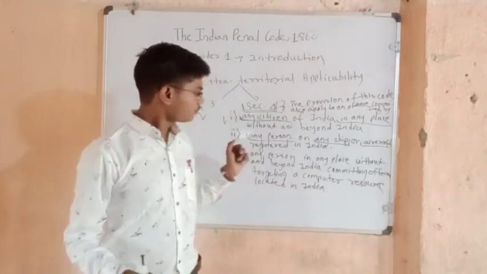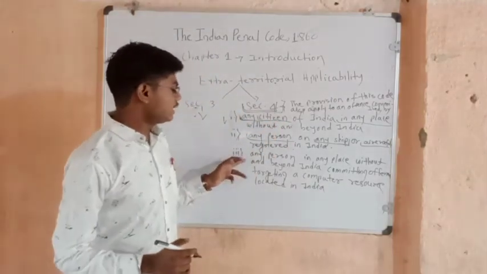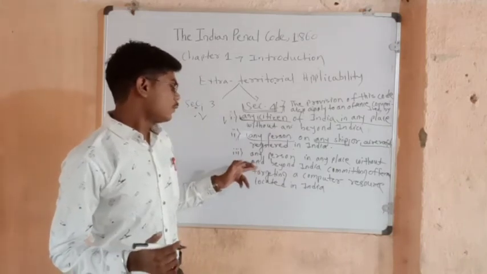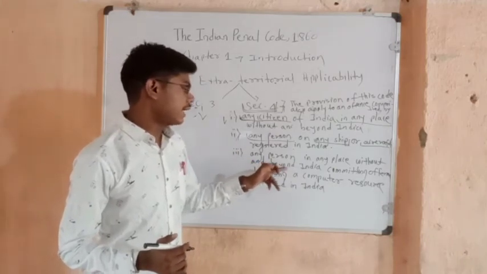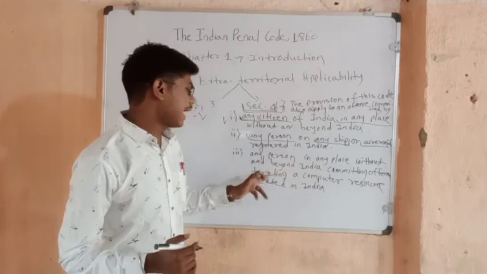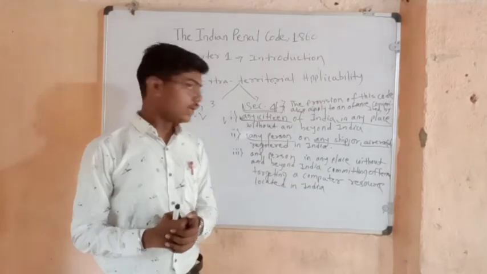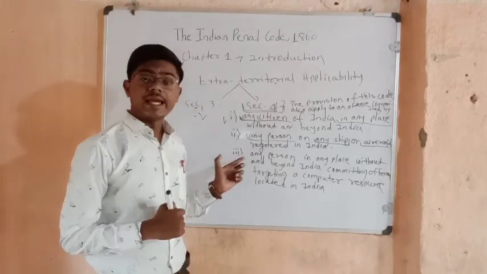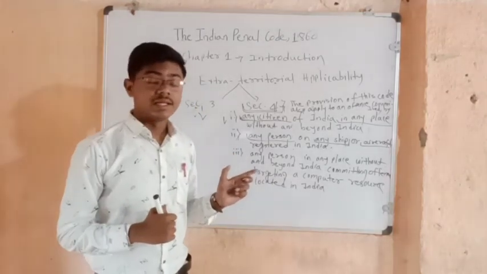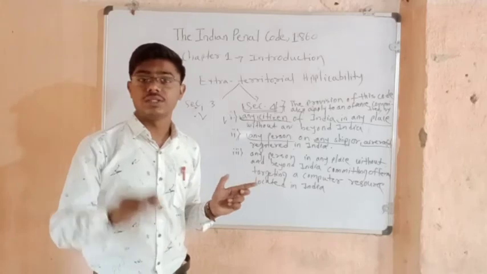Now the third clause, that is any person in any place without and beyond India committing an offence targeting a computer resource located in India. Clause 3 has been added by the Information Technology Act 2008.